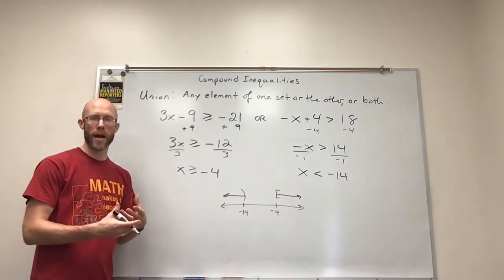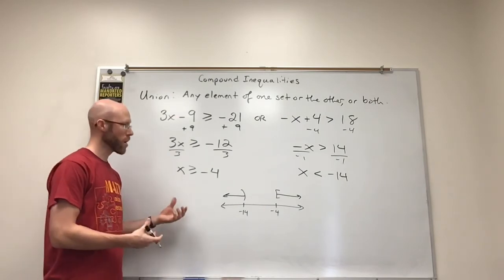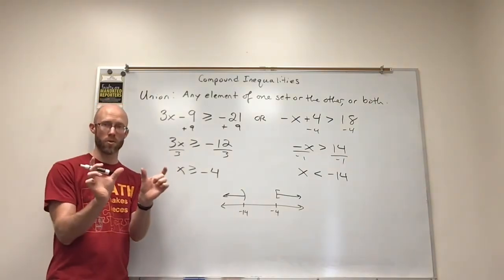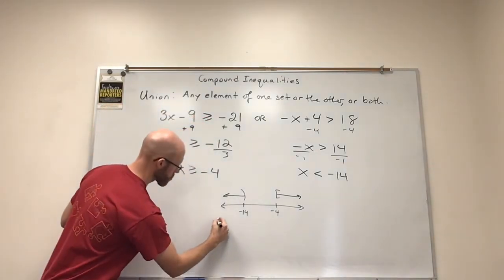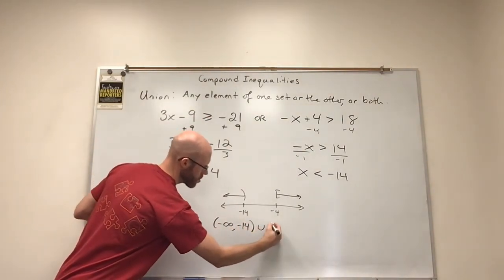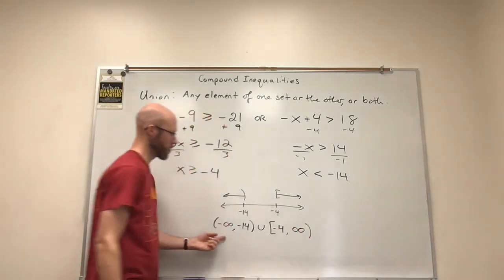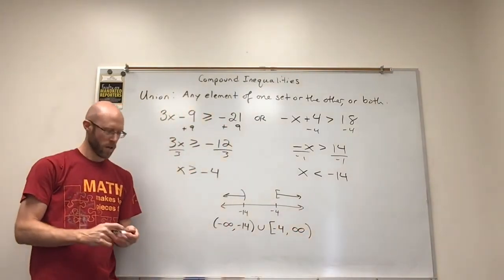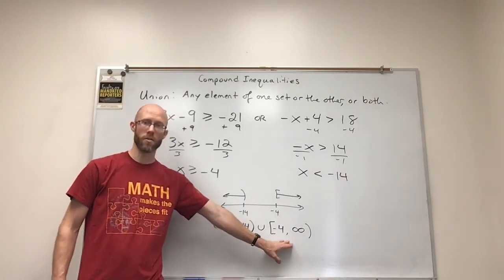There is no overlap, so there's not really a nice way to represent this any shorter. I literally can just take the two intervals, put them together with a union symbol in between. And so the final answer would be negative infinity to negative 14, union negative 4 to infinity. Okay. Again, I believe my math lab will prefer this interval form.